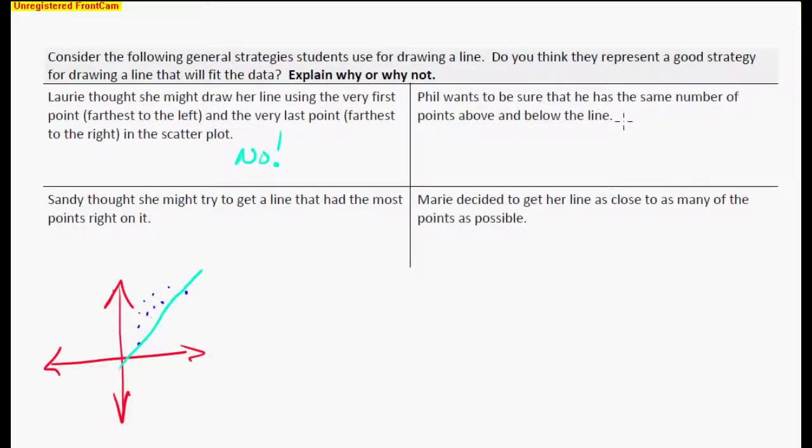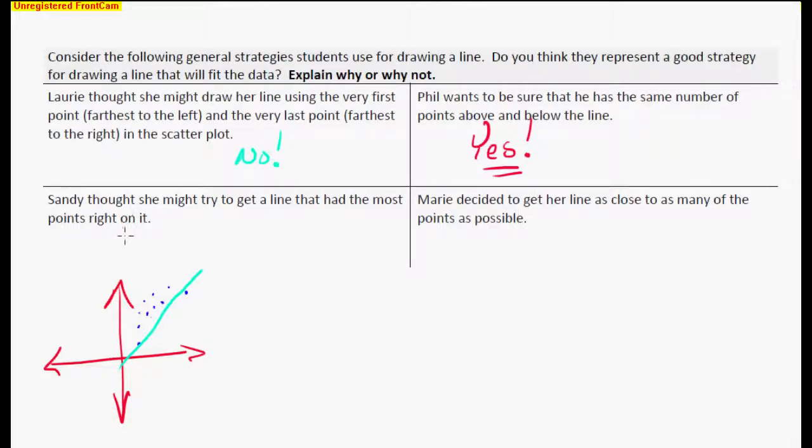Phil wants to be sure that he has the same number of points above and below the line. All right. Now, that is one of those two conditions we said at the very beginning. So right away, I'd say, well, yes. I would say that would be a good strategy to use, because no matter what you do, if you get the same number above and the same number below, that is definitely going to be a best fit line.